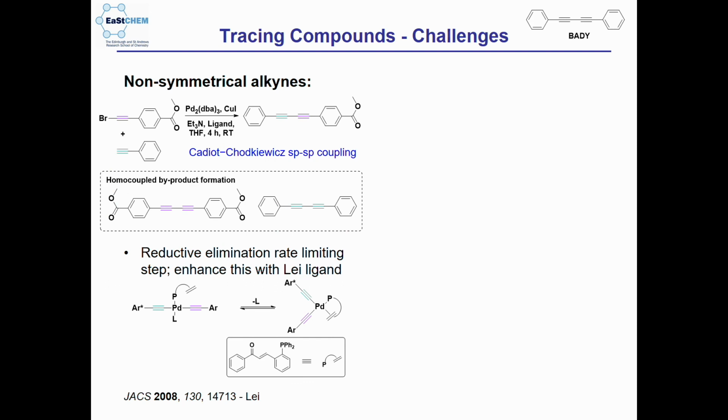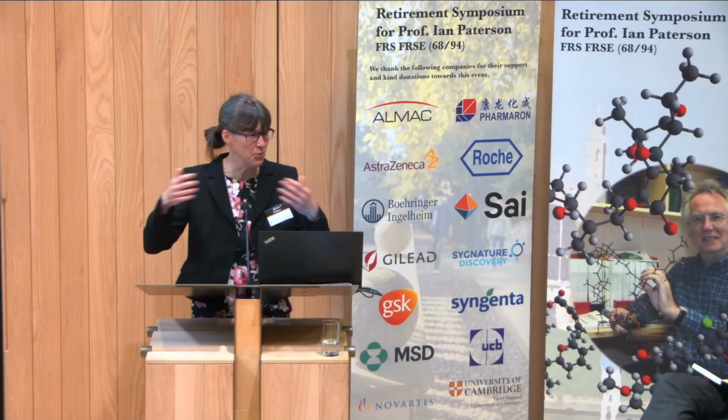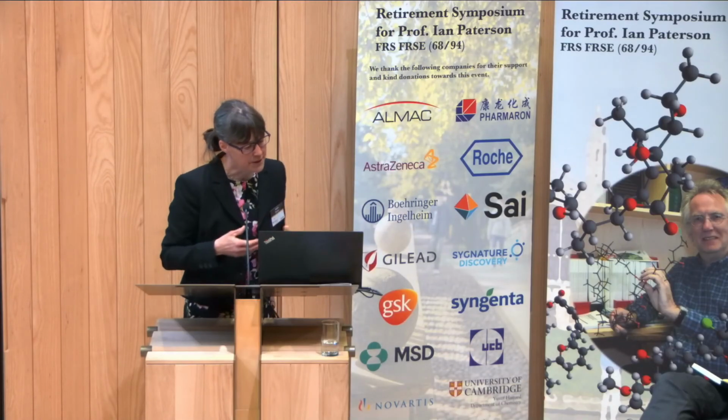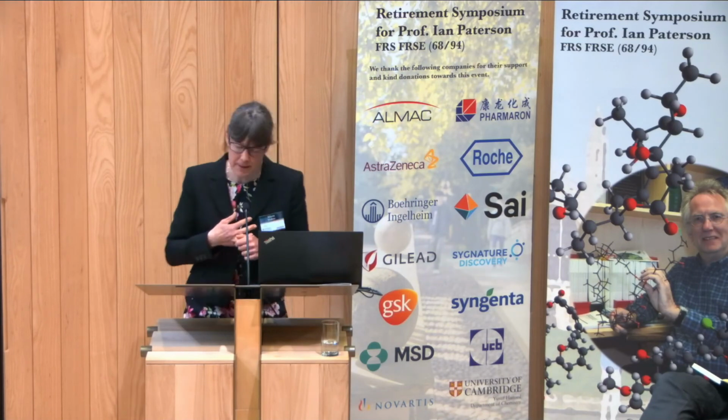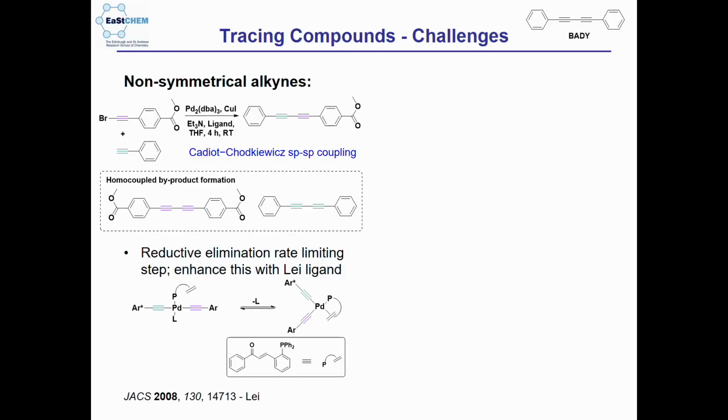Okay, I had to have one synthesis piece in, so here it is. The difficulty with making non-symmetrical alkynes, of course, is it's actually very easy to do a Glaser coupling where you just bring two equivalent alkynes together, and you can play with those kind of things. If you have 5 equivalents of one component and one of another, if you want to have non-symmetrical ones. The reaction that we use, though, by preference, is this Chodkiewicz sp-sp coupling, where we have one alkyne.